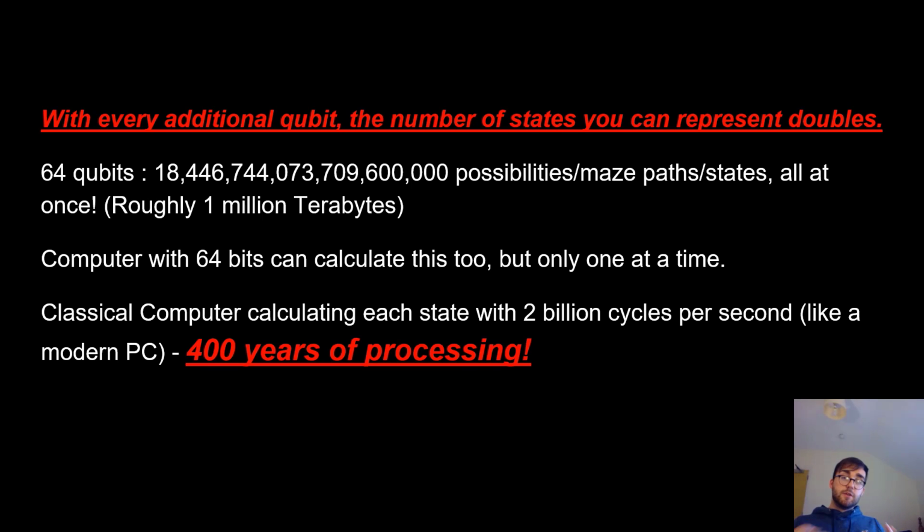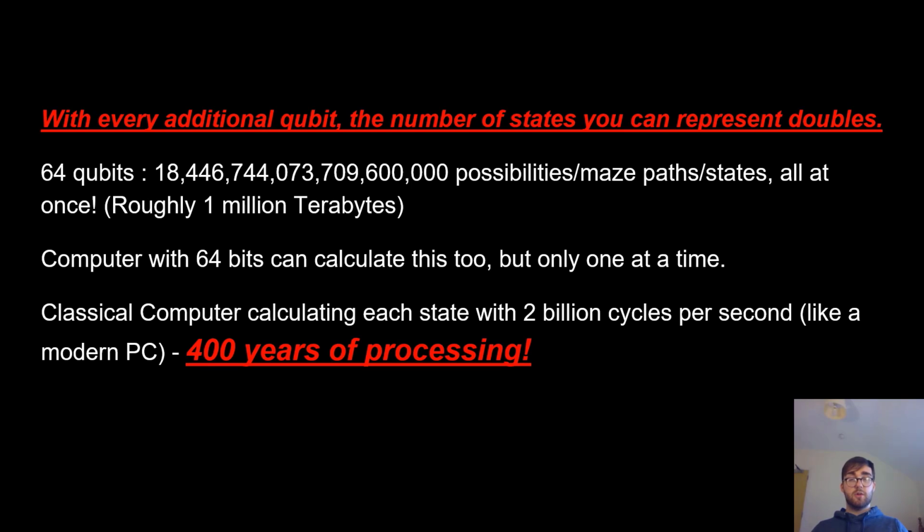So with every additional qubit, the number of states you can represent doubles. So for 64 qubits, you have this huge number here of possibilities, or maze paths, if we're continuing the analogy, all at once, which is roughly 1 million terabytes. A computer with 64 bits can calculate this too, but only one at a time. It's going to take absolutely forever. Roughly 400 years of processing, with each state calculated at about 2 million cycles per second.